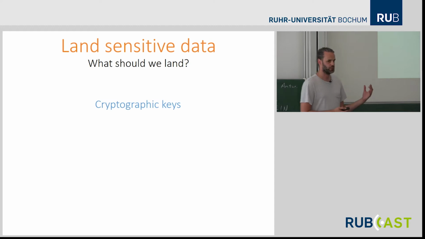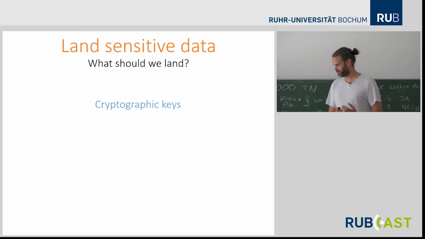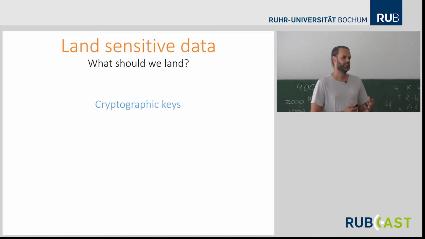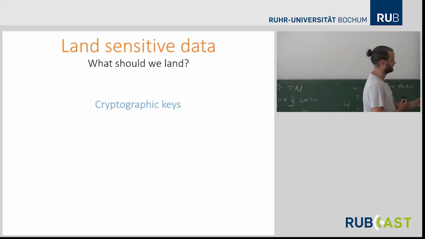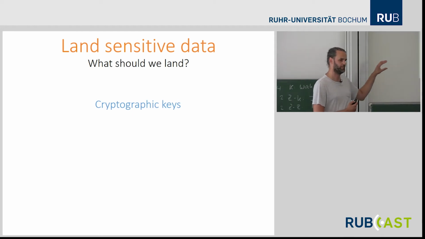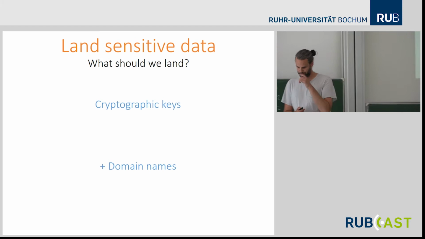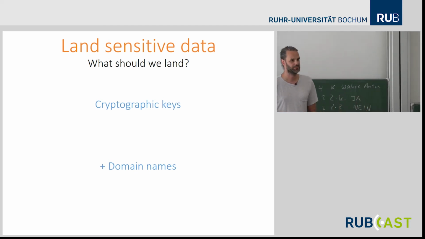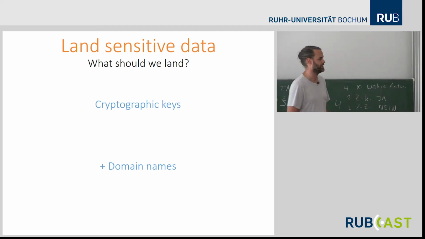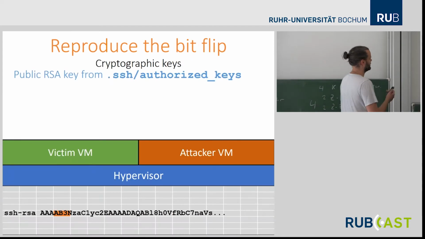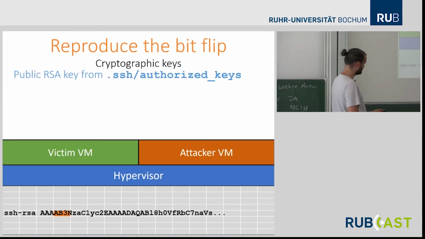Basically, the question is, what should we land here, right? And then they ended up with this very smart insight that you can land a cryptographic key in this region and then flip a bit in a key. You can also store domain names in a vulnerable region and then flip a bit in a domain name. So let's look at what they did in the paper.